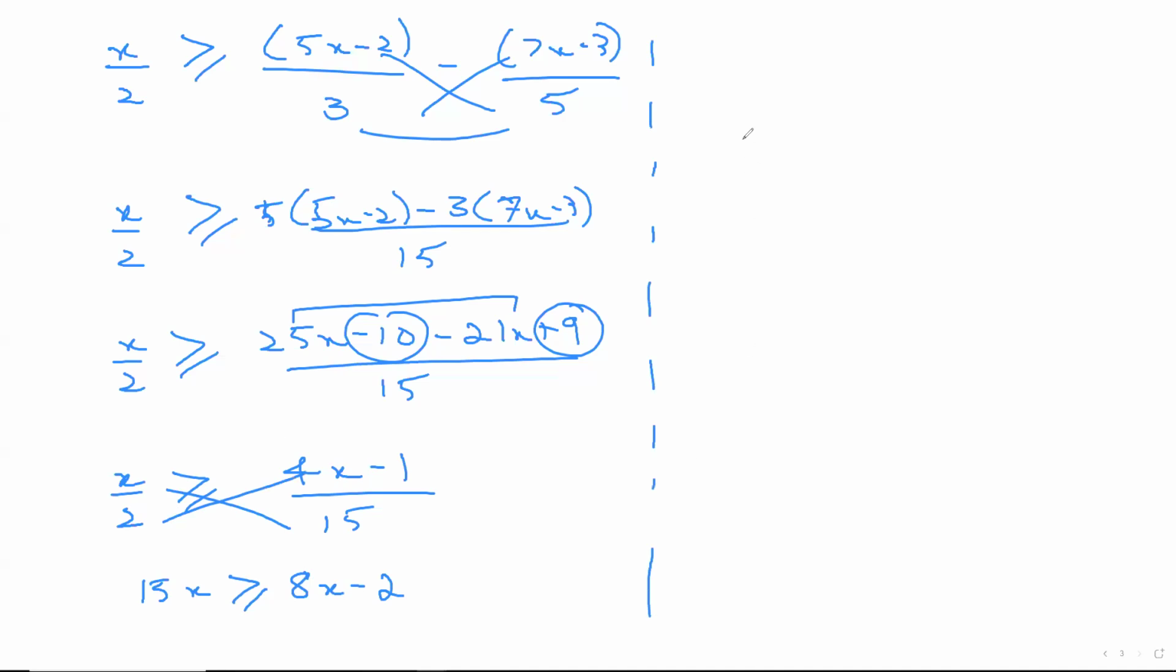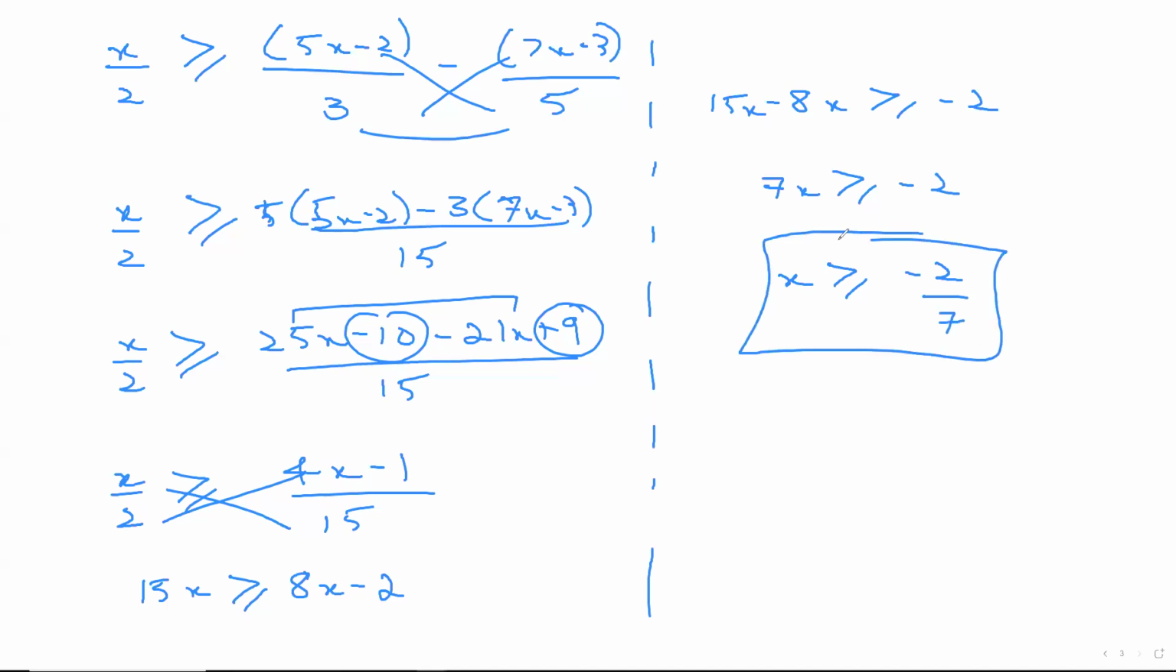Bring all the x to one side. 15x as it is, plus 8x comes inside, minus 8x greater than or equal to -2. 15x minus 8x, the answer is 7x. Rule as it is, -2. Keep the x there itself, symbol as it is, -2 by 7. Okay, cool. This is my representation.